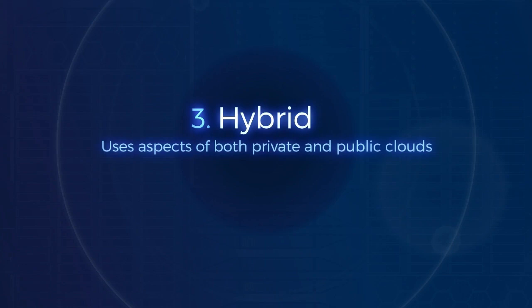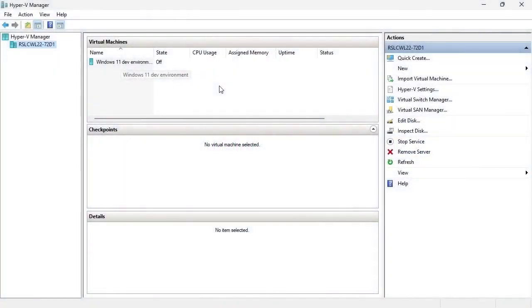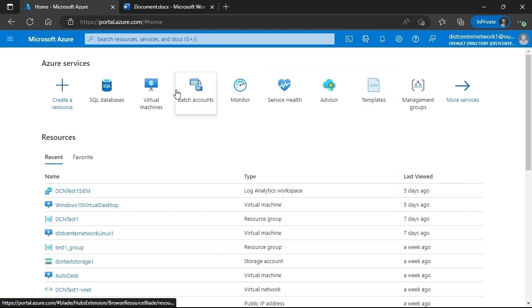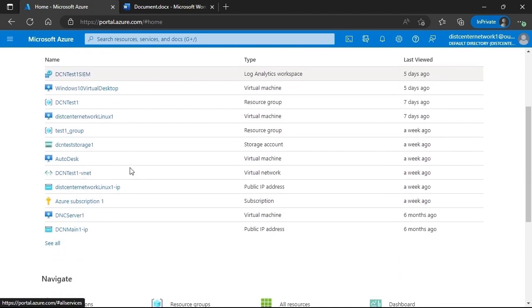In between a private and a public cloud, we have a hybrid cloud, which uses aspects of both private and public clouds. For example, if we were to keep classified data on Hyper-V, but the rest of our data on Azure, we would be deploying a hybrid cloud. Azure Stack, for example, is a Microsoft offering that offers private and hybrid cloud services.